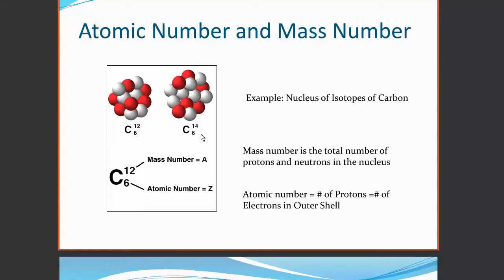As we can see, the number of protons in the nucleus is a very important characteristic of the nucleus, and that number is called the atomic number, designated by the letter Z. The atomic number gives us the number of protons, which in turn is equal to the number of electrons surrounding the nucleus.